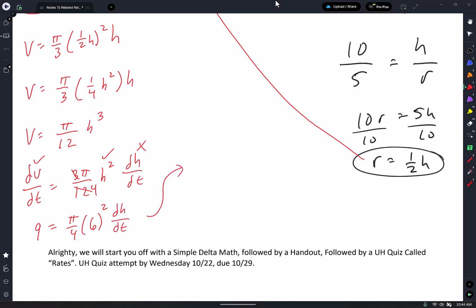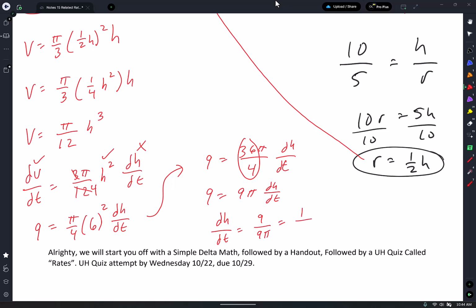All right, let's see. 6 squared is 36, so 9 equals 36 pi over 4 dh/dt. Oh, look at that. 36 over 4 is 9, so 9 equals 9 pi dh/dt. And then just divide by 9 pi. So dh/dt equals 9 over 9 pi, which is 1 over pi. And I need units. Feet per minute. Did we get the same answer?